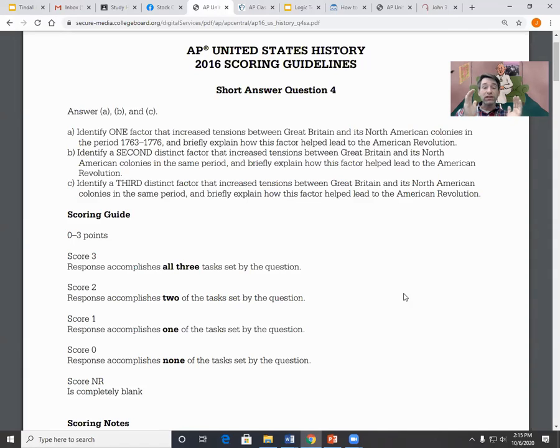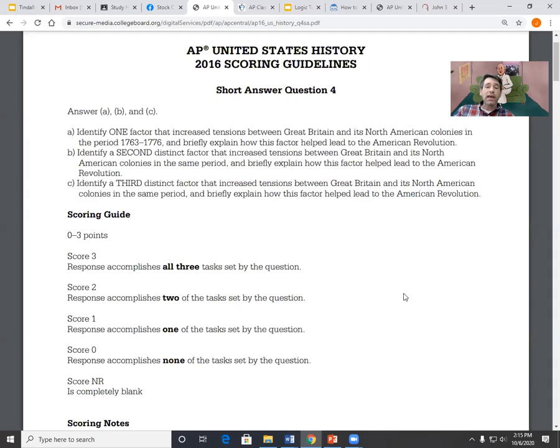Additionally, you need to make sure that you stay well within the time period, 1763 to 1776. If you start talking about the French and Indian War proper, some of the causes of the French and Indian War, some of the things that happened within the French and Indian War, you're outside of the time period. If you talk about things that happened in the American Revolution beyond Lexington and Concord, which happened before 1776, then you are beyond the time period. You need to stay well within the time period in the question.